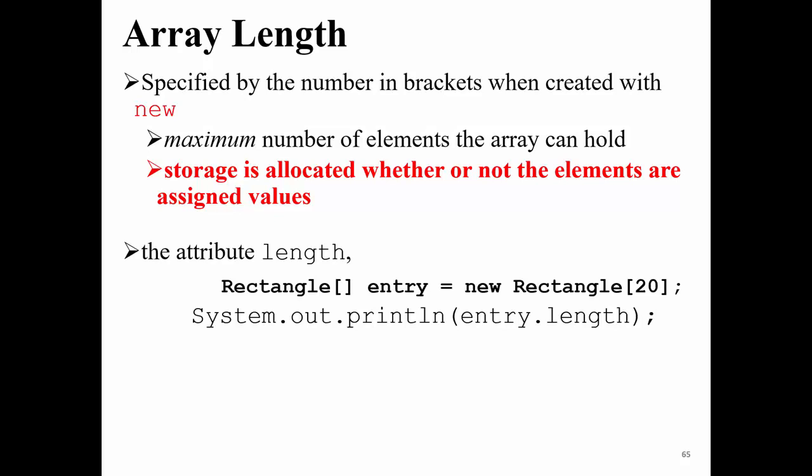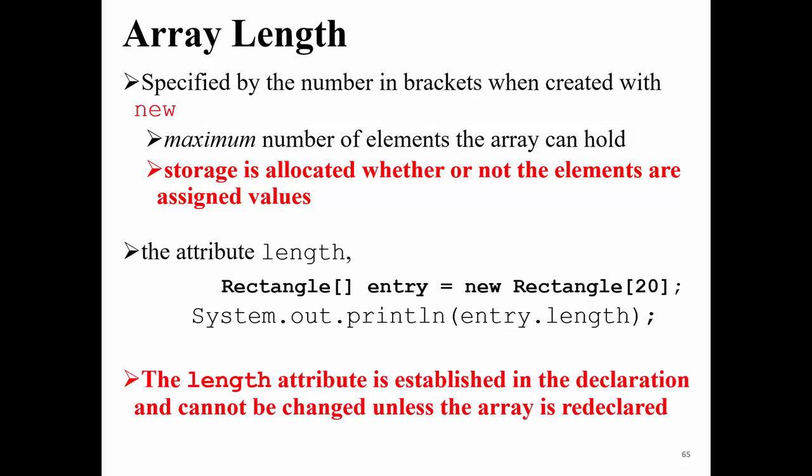So you can access the length. As you can see, entry.length. There are no square brackets. This is not a method. This is an attribute. You can access the length of the array immediately. There are no parentheses after length. So it is established at declaration time, as I mentioned. Once you create the array, you cannot change the length. You specify the maximum number of elements that you need, and this will be fixed.